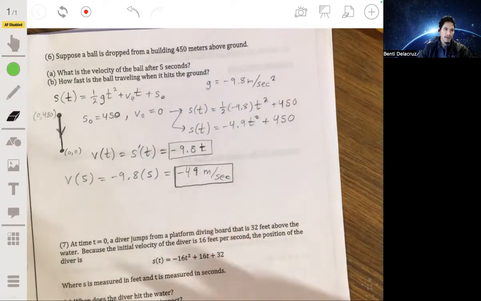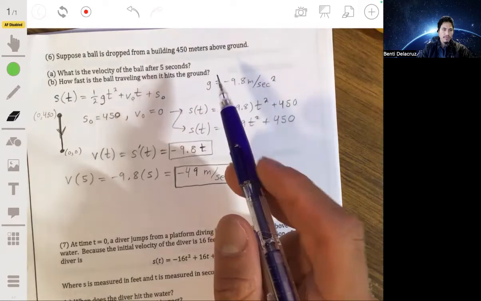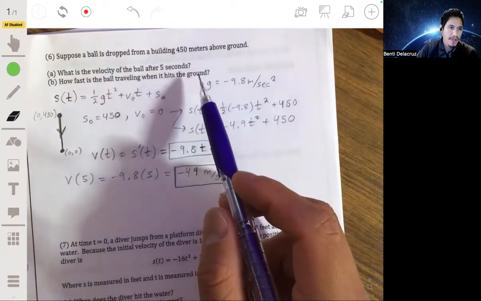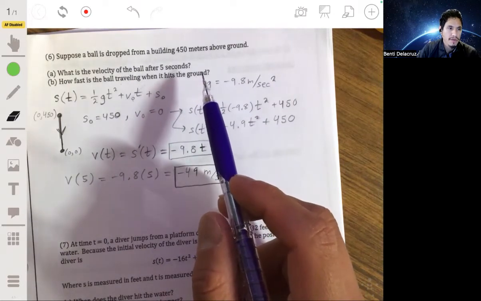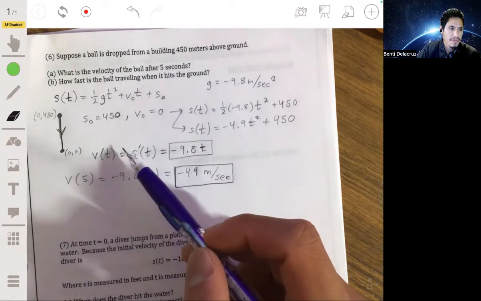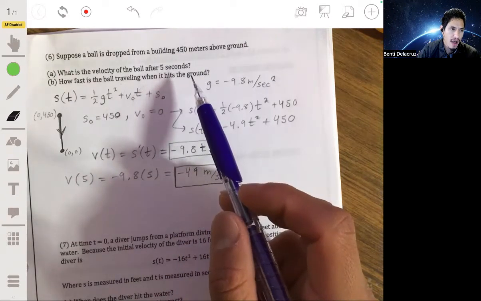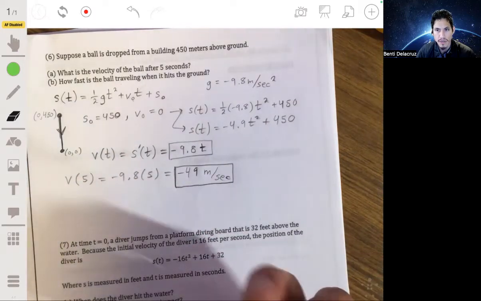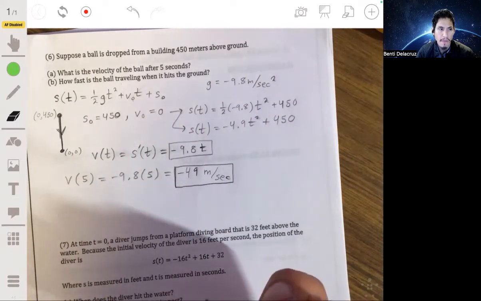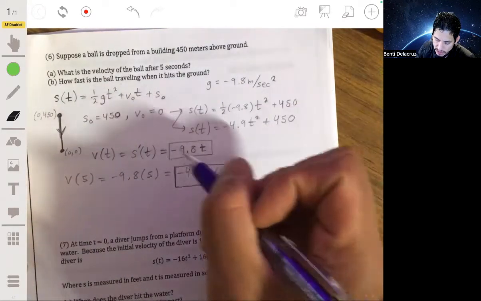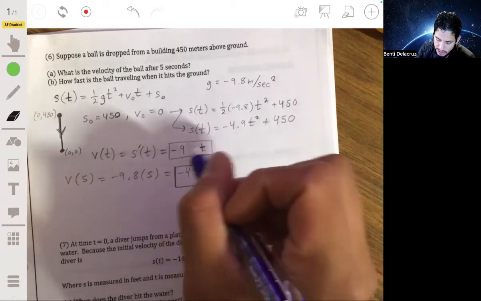Now, how fast is the ball traveling when it hits the ground? So for part B, you want to essentially find the velocity value at the time it hits the ground. So you have to first find how long it takes to hit the ground. Once you know how long it takes to hit the ground, you just plug that value for t into the velocity equation, into this equation here.